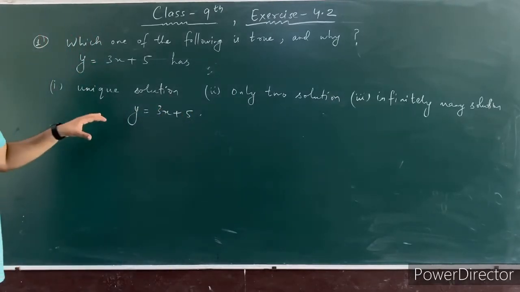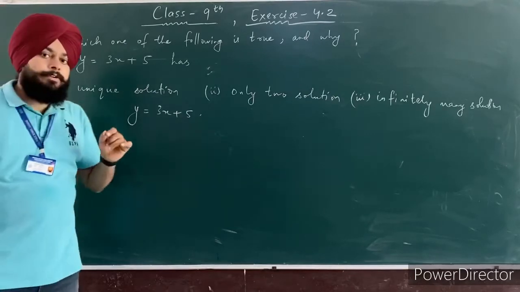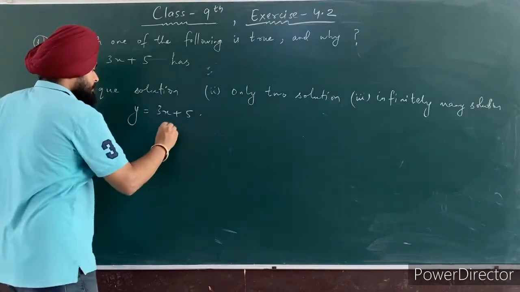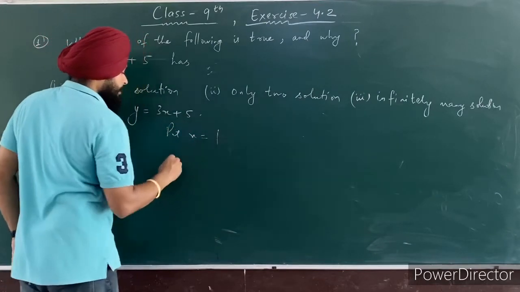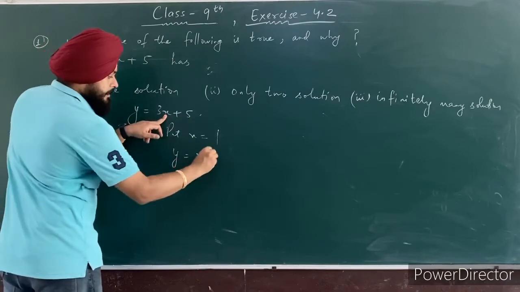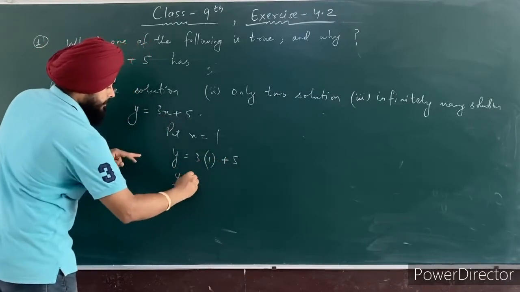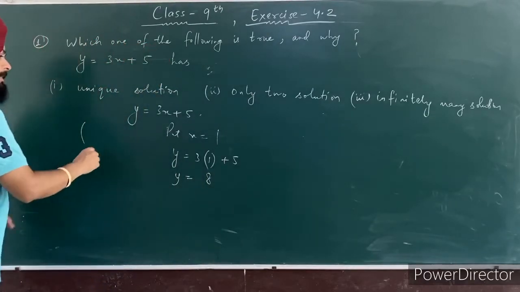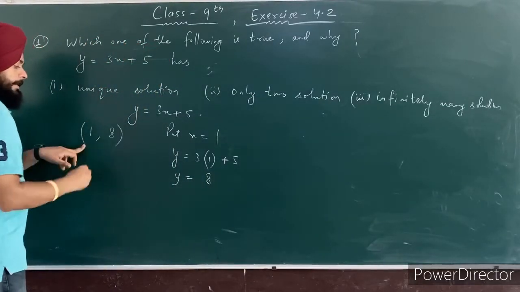So how can you find it? First you have to put the value of x, and check what is the value of y. Suppose we put x equal to 1. Then what is y? 3 times 1 plus 5. 3 ones are 3. 3 plus 5, how much? It is 8. So our first solution is 1 and 8.